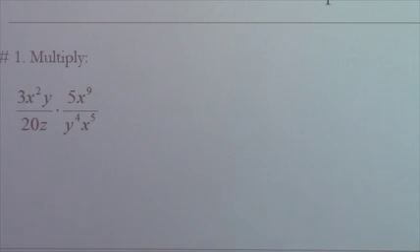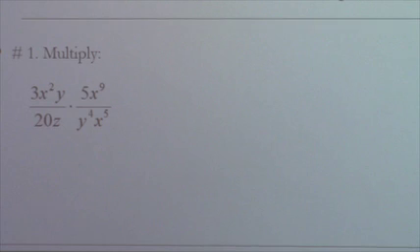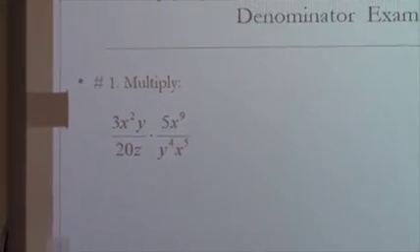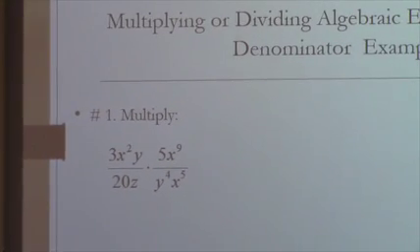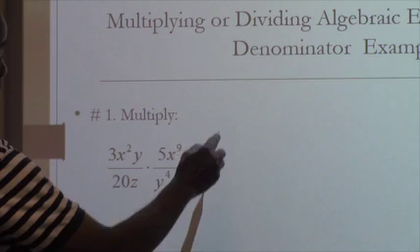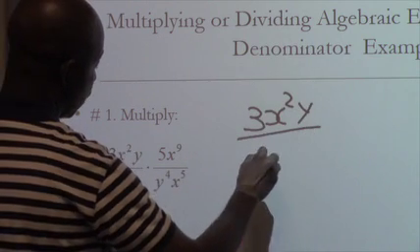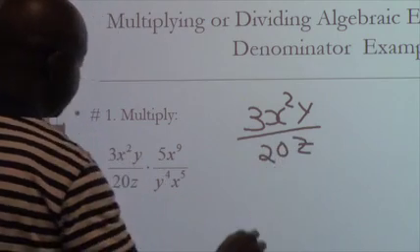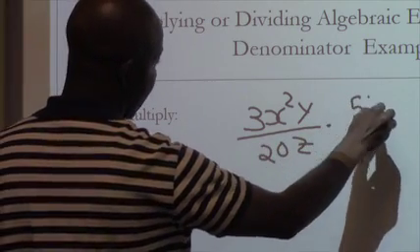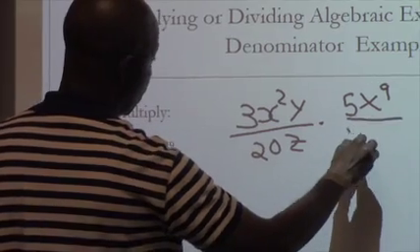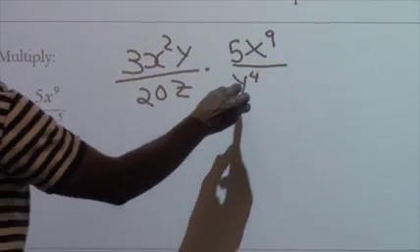So in problem number 1, we have to multiply these two algebraic fractions. They are algebraic fractions because they contain variables and they're fractions. So what we want to do is to use the laws of indices as well as the laws of multiplying whole numbers to get our answers. So how does this work in this case? We have 3x squared y over 20z times 5x to the 9th over y to the 4th x to the 5th.